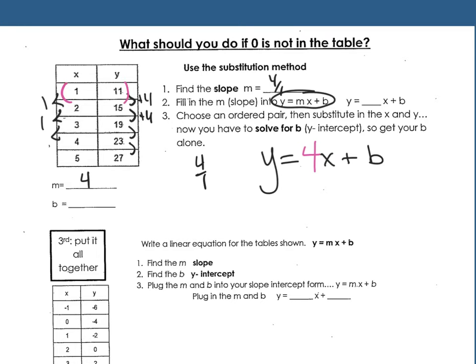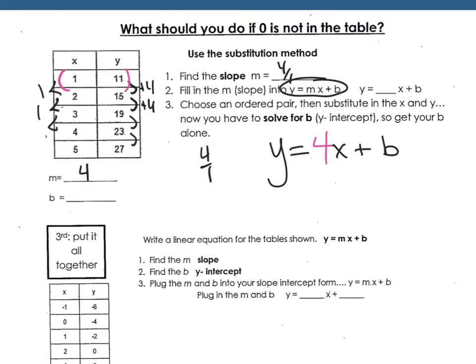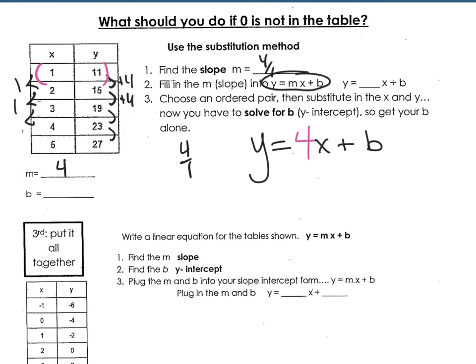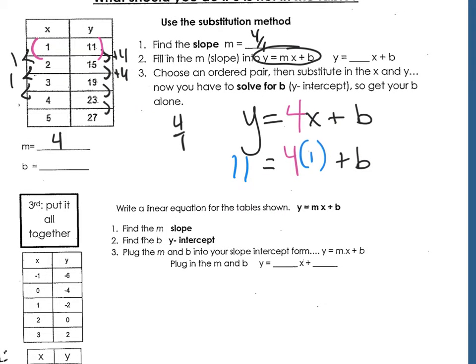It's up to you. 1 and 11 is probably the easiest because it's the smallest set of numbers. So say I choose 1 and 11. I'm going to plug in the 1 for my x value. And I'm going to plug in the 11 for my y value. And then solve for b like you would solve a one-step equation. That's pretty much what you're left with, is a one-step equation.